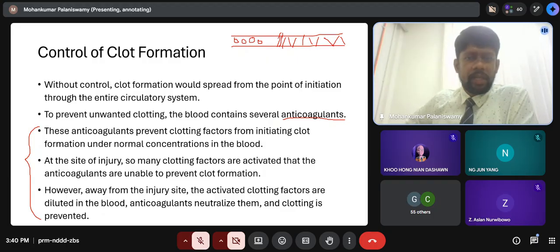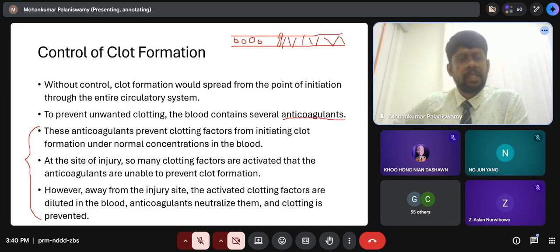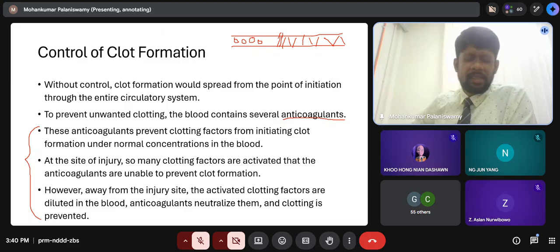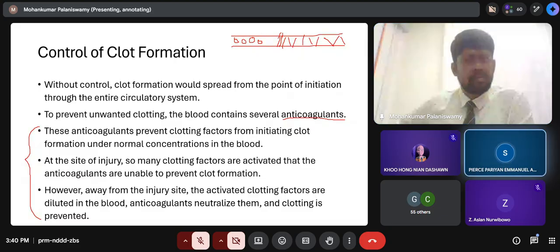Would anyone like to explain? Just read these three sentences. Let me read it, Doctor.